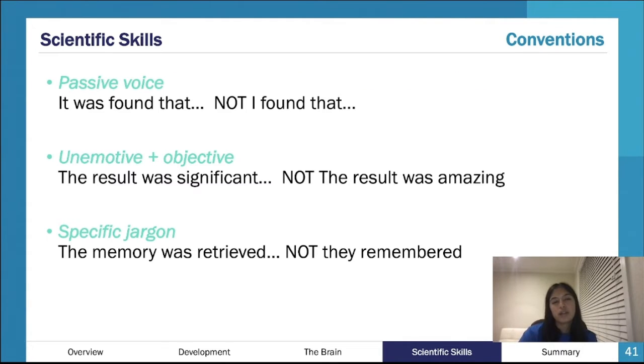Okay, these are just some general things to be aware of. Not using personal pronouns, not being very opinionated, I guess you could say. So, using language such as amazing and things like that, and using psychological jargon as well. It's a formal piece of writing. It's not casual.